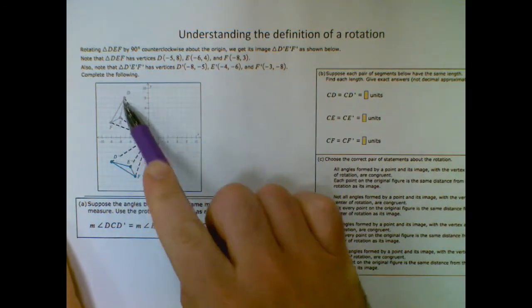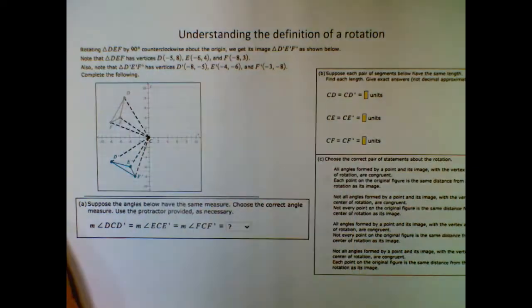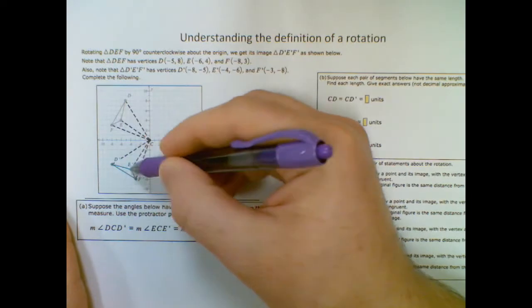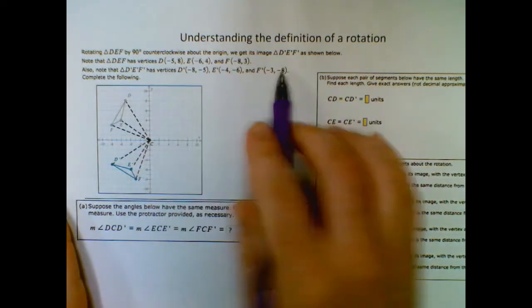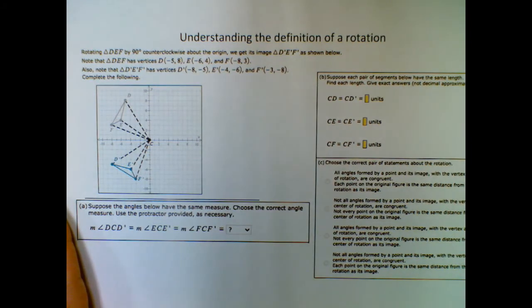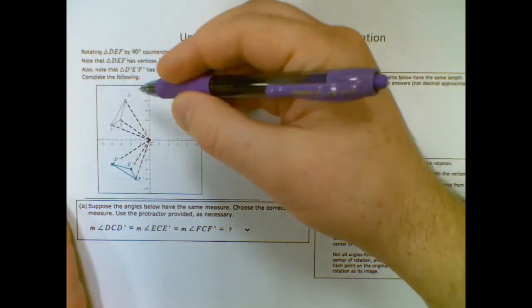So we have a triangle DEF here, this grayed out one, and we're rotating it 90 degrees counterclockwise to get D prime, E prime, F prime down there, and they give us some coordinates in case we needed them. So part A here: suppose the angle measures below have the same measure, choose the correct angle measure. So let's see what's going on here.